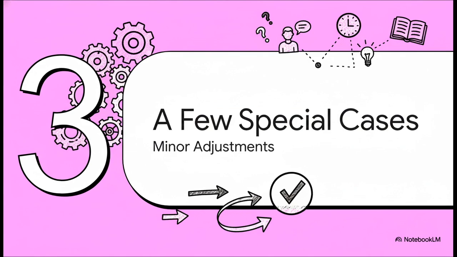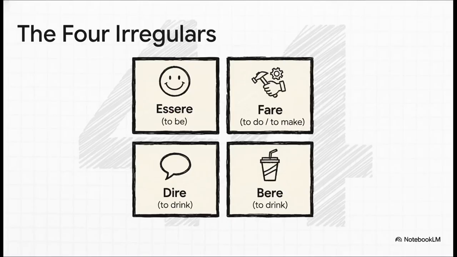Okay, so you've totally got the main pattern down. Now, let's just look at a few little adjustments for some super common verbs. These are not major exceptions. They're just tiny tweaks to what you already know. So, this is it. This is the entire list of common irregular verbs you need to memorize. Just 4 of them. I mean, compared to other tenses, that is so manageable.